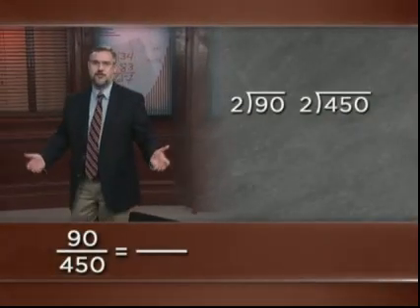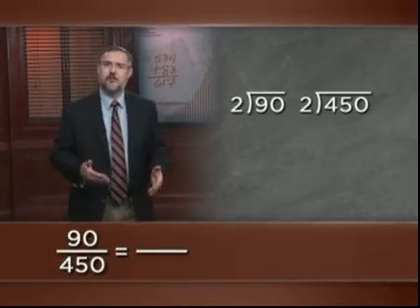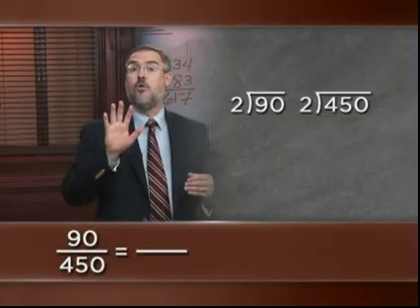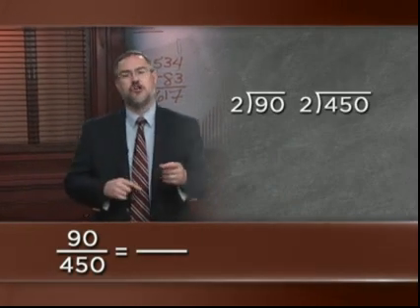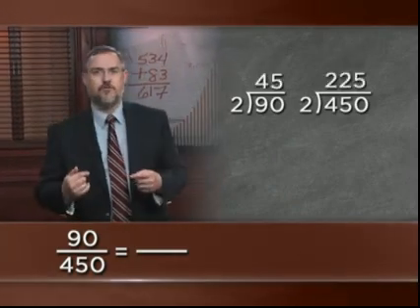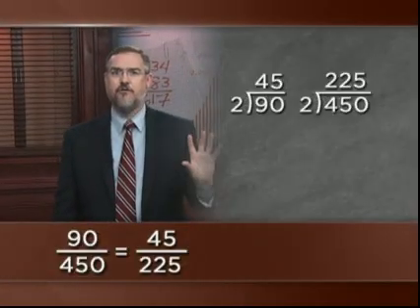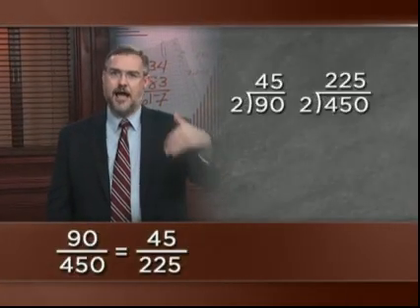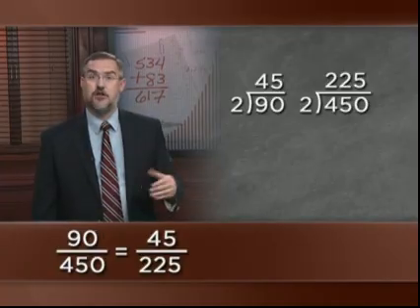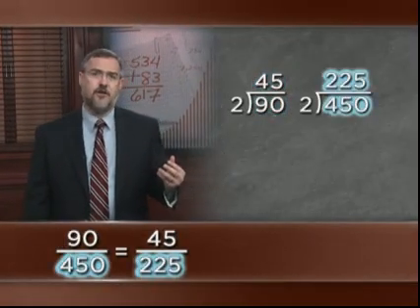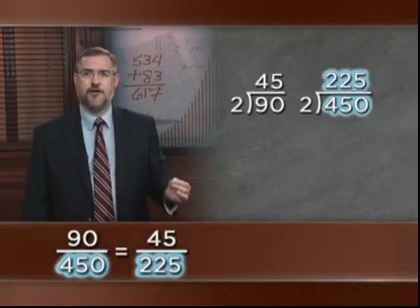I have that choice. Feel free to pause the lesson here and compute 90 divided by 2 and 450 divided by 2 using long division. Now, once you've divided out those 2s, you should find then that 90 over 450 is equivalent to 45 over 225 after you completed those long divisions. The 45 is coming from 90 divided by 2. The 225 is coming from 450 divided by 2.